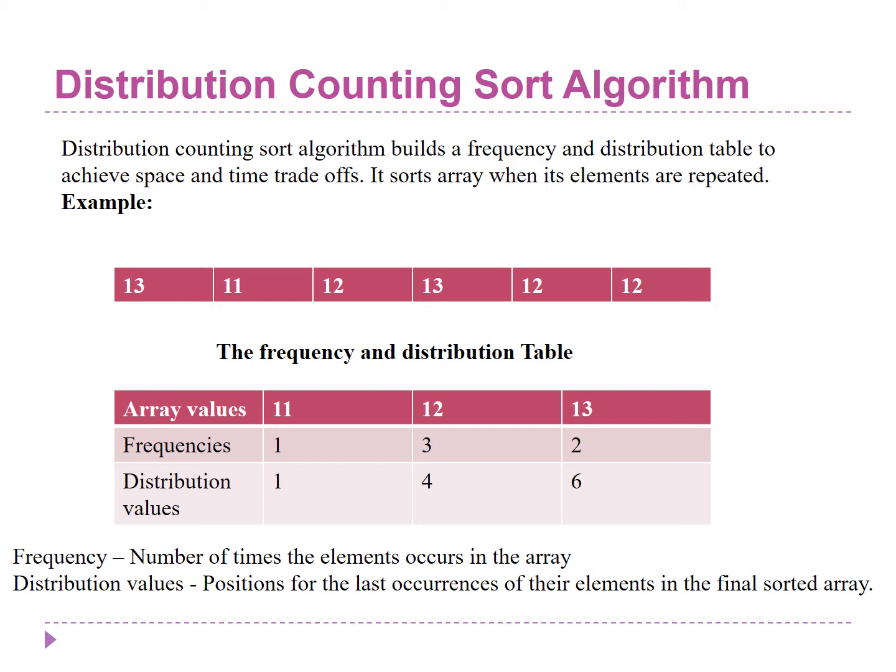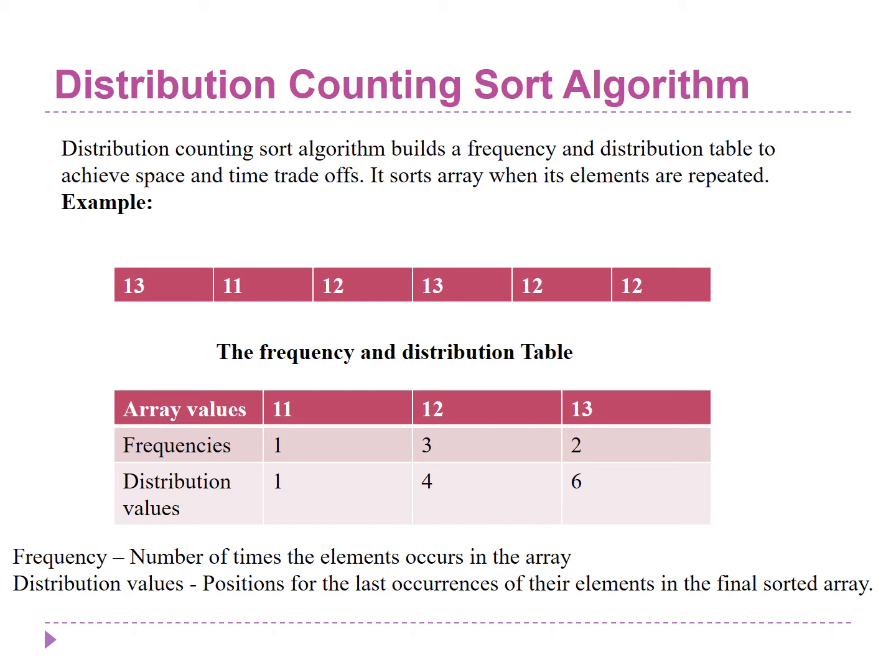The input array consists of 6 elements with a range of numbers from 11 to 13. The frequency and the distribution table is built for the range of elements in the input array. The frequency of 11 is 1, the frequency of 12 is 3, and the frequency of 13 is 2.